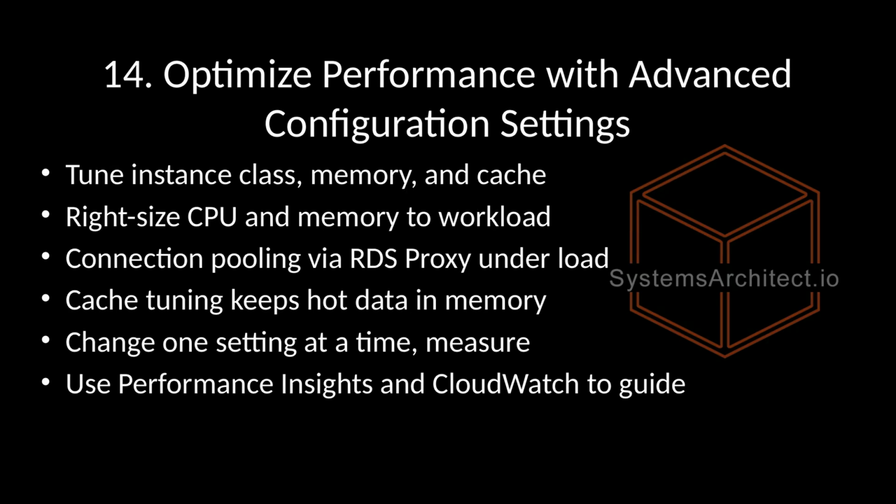14. Optimize performance with advanced configuration settings. Beyond the defaults, Aurora lets you tune instance class, memory, and cache settings to match your workload, so you get the CPU and memory your queries need without paying for unused capacity. Connection pooling, often through RDS Proxy, keeps a flood of application connections from overwhelming the database. These settings interact, so changes are best made one at a time with measurement in between. Use Performance Insights and CloudWatch metrics to guide each adjustment.